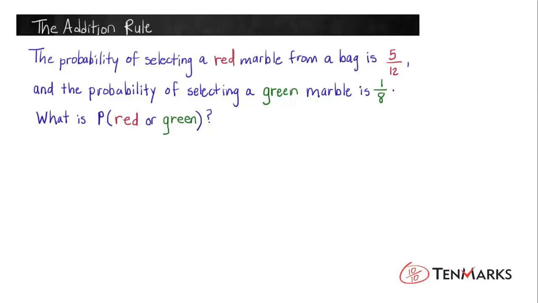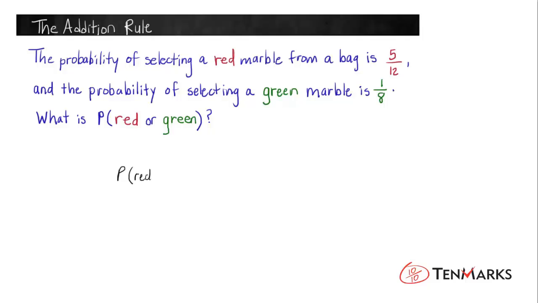First, we have to decide if this is a mutually exclusive event, meaning is it possible to put my hand in the bag and pull one marble out and get a red and a green marble at the same time? And I can't do that. I'm going to get a red marble or I'm going to get a green marble. So they are mutually exclusive. And what that tells us is that we can use the addition rule.